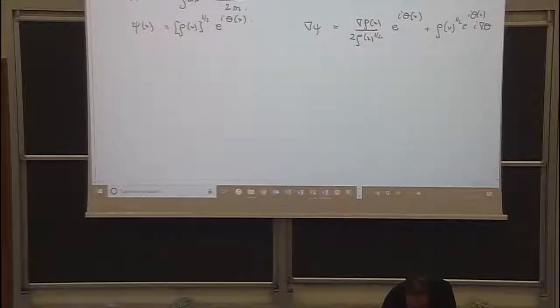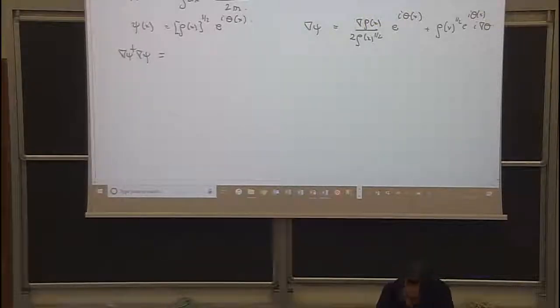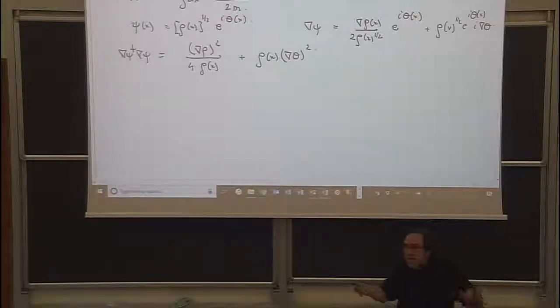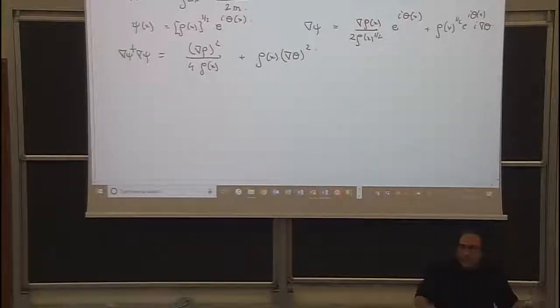When I multiply this by grad psi dagger, the exponential of i theta factorizes, so they cancel, and then I have a term which is real and a term which is purely imaginary, so I get the modulus square. What I will get is grad rho square divided by 4 rho of x, and that's it. And then I will get plus rho of x grad theta square. So you see the kinetic energy has a relatively simple expression in terms of phi and theta. And now I have a problem because rho is horrendously complicated.